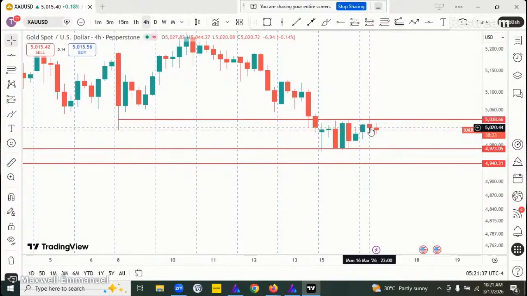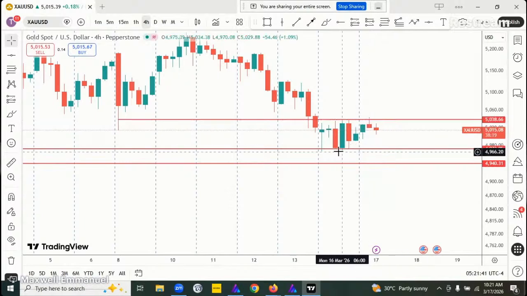This is a shooting star indicating change in trend from bullish to bearish. So I'm sure they are coming for this liquidity here. That's the sell side liquidity. They're going to come for this.